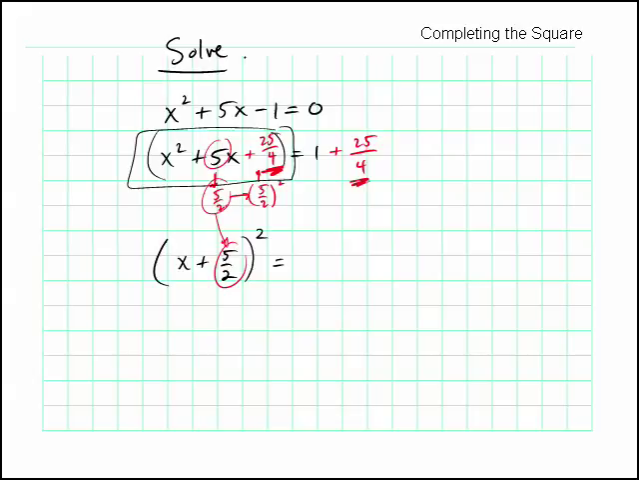Now on the right side we have, let's see here, we need a common denominator. 1 plus 25 over 4. I've got to multiply that by 4 over 4. And so I'm going to have 29 over 4. X plus 5 halves squared is equal to 29 over 4. Okay, I've completed the square.